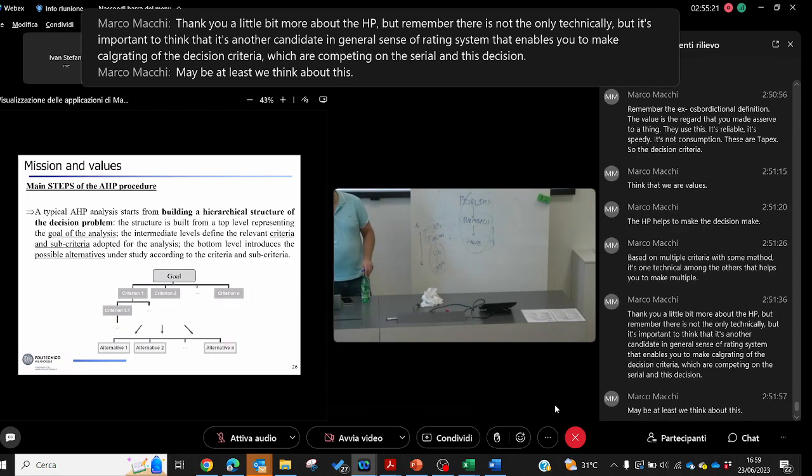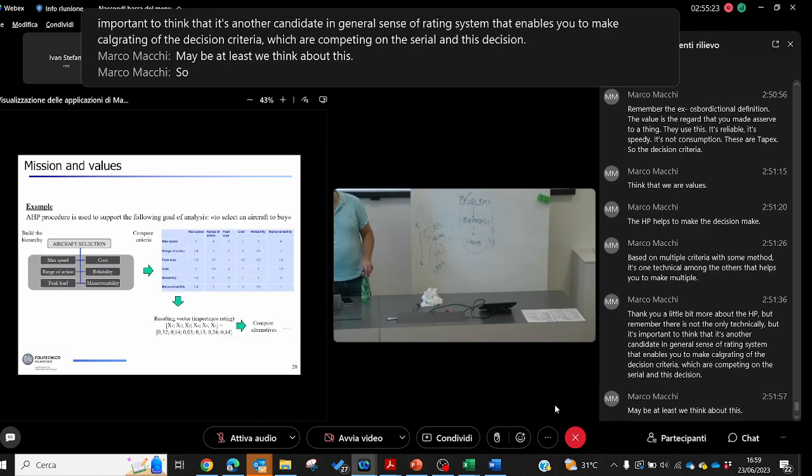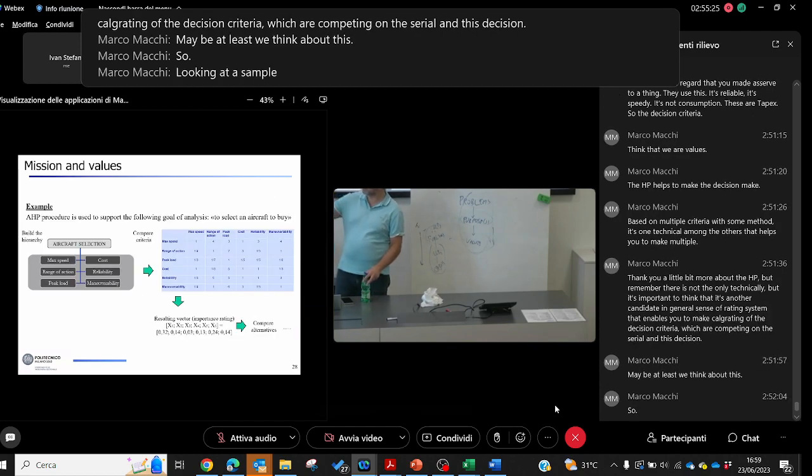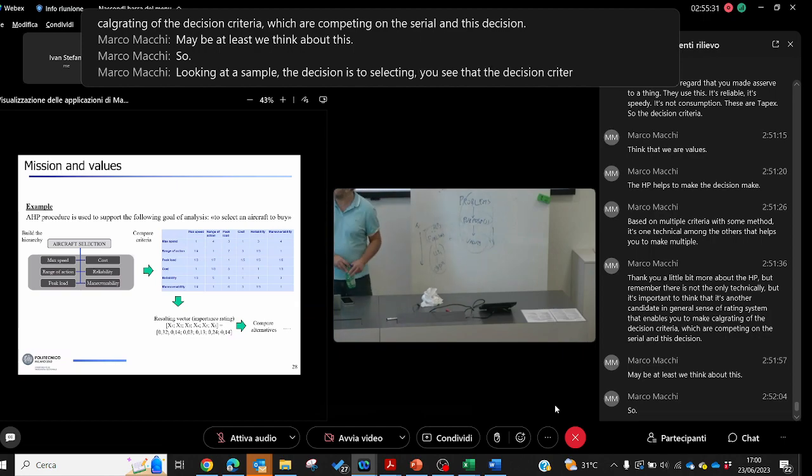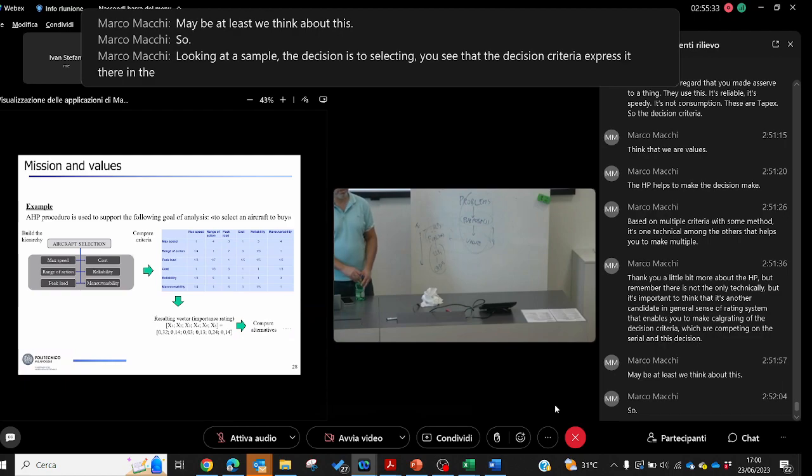So, looking at the example, the decision is to select an aircraft. You see that the decision criteria are expressed there in the picture. With some method, you will apply multi-criteria decision. Okay?